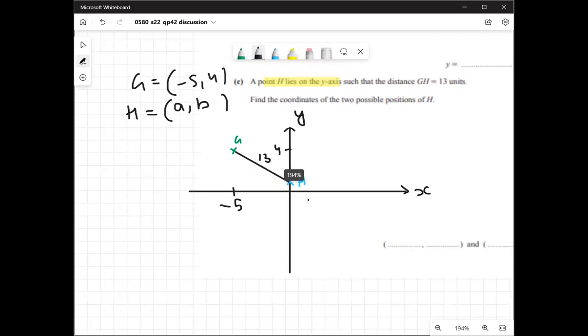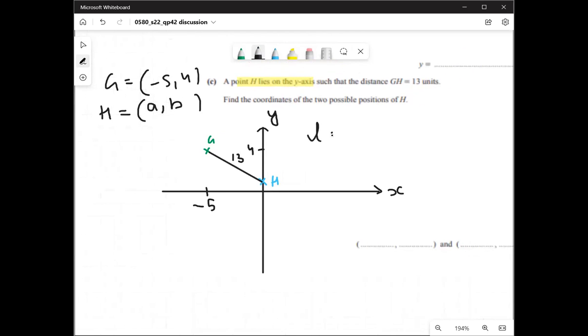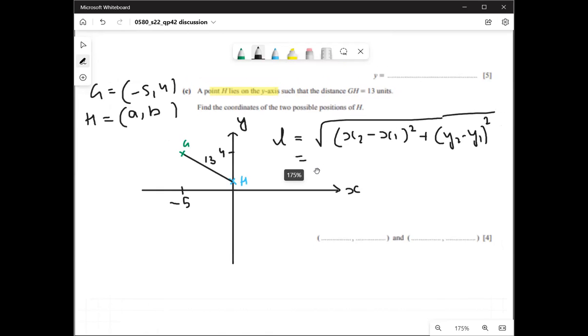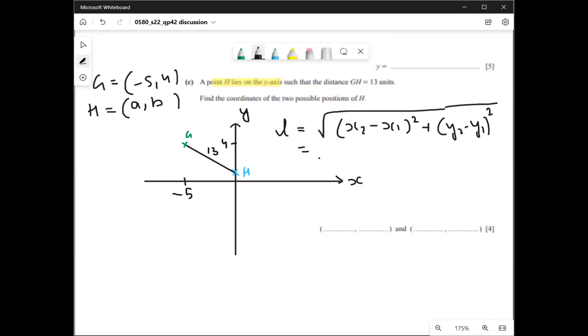How much? 13 units. Now I know the length equation is going to be under root of x2 minus x1 whole square plus y2 minus y1 whole square. Now what is the x coordinate of G? Minus 5. I'll say minus 5 here. Then what is the x coordinate of H? A. Okay, I'll put A.